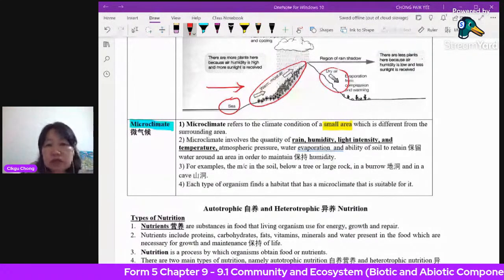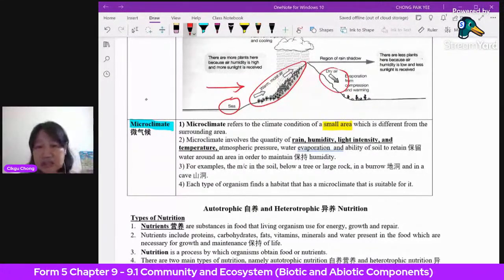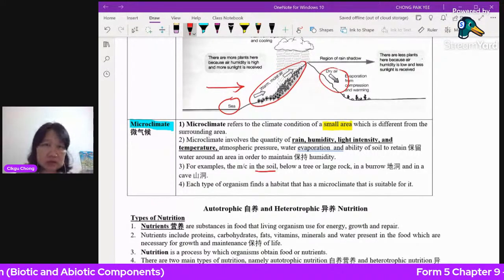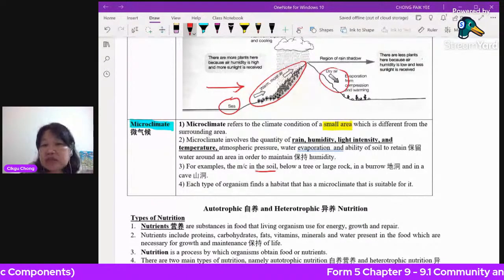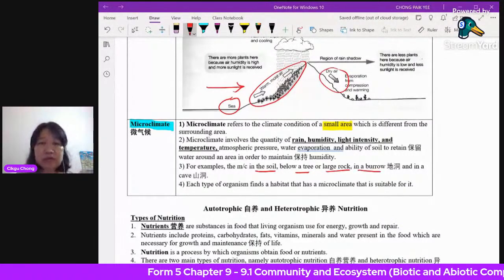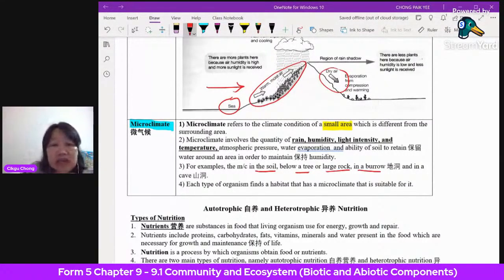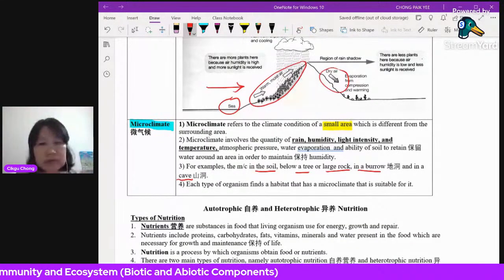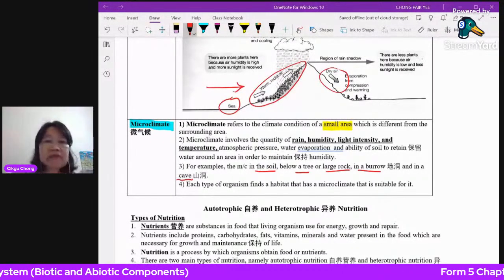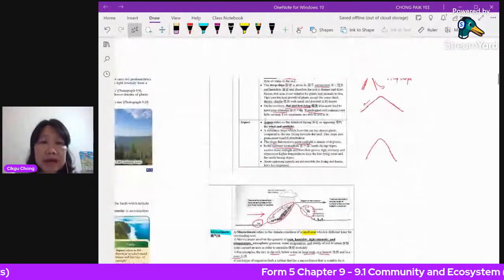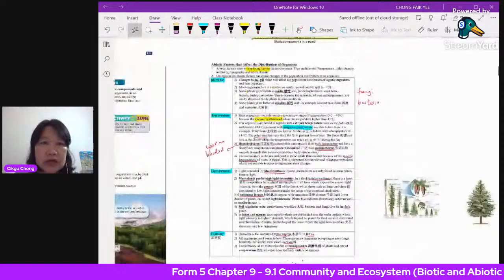So this involves the quantity of rain, humidity, the wetness, the light, and temperature. For example, the soil here is a little microclimate because it's wet. Then under a tree or a large rock, in the burrow of a rabbit that burrows into the ground, or in a cave, these are small little climates on their own, called microclimates. I've already explained the aspects of the abiotic component, the abiotic factors.